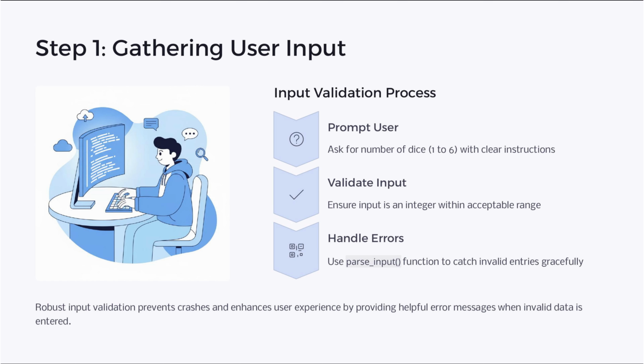Prompt users to enter the number of dice, ensuring it's between 1 and 6. Validate this input using the parse_input function to confirm it's an integer within range. If errors occur, provide clear, helpful messages to guide users, enhancing their experience and preventing application crashes.